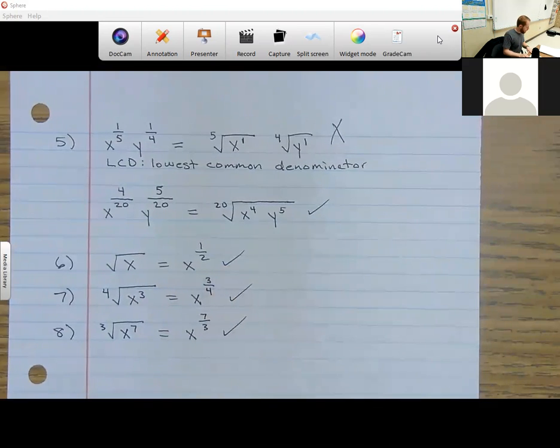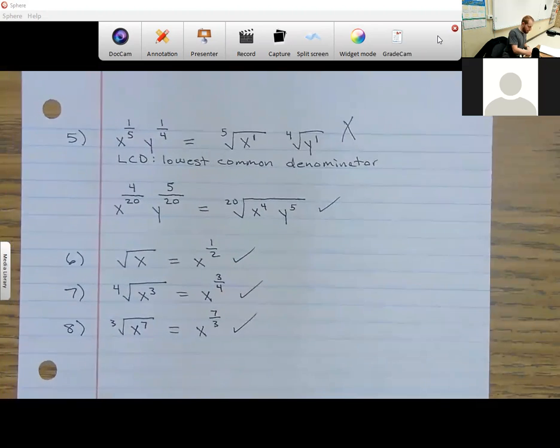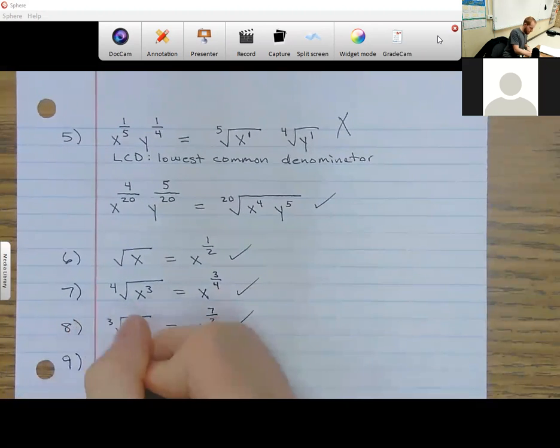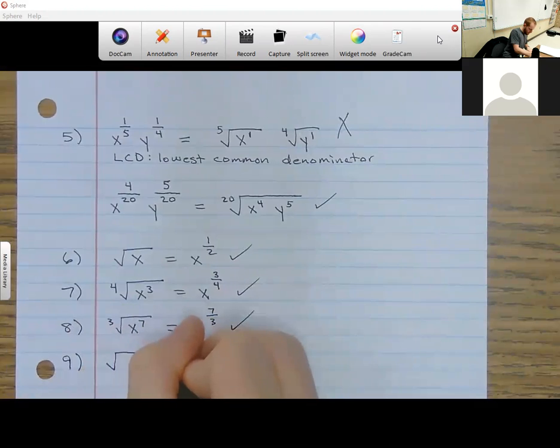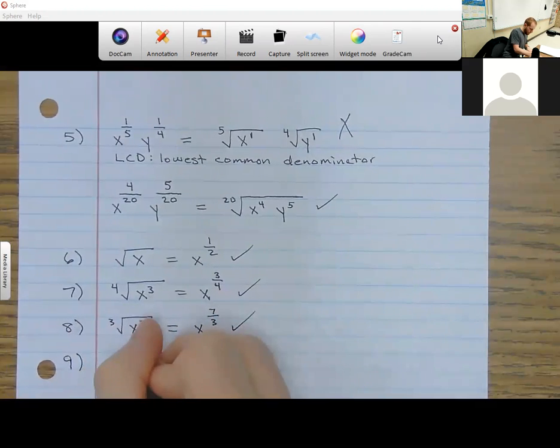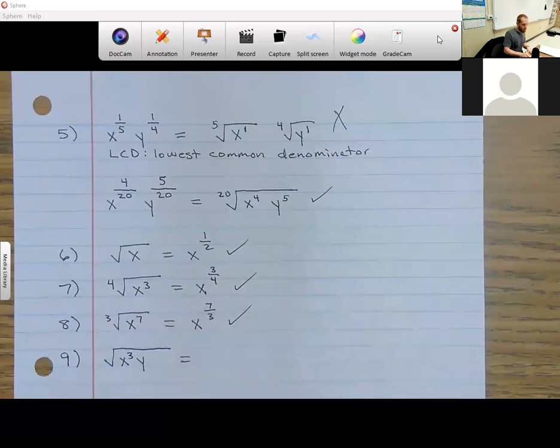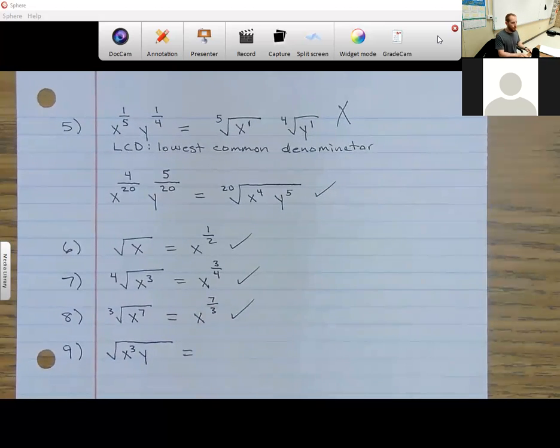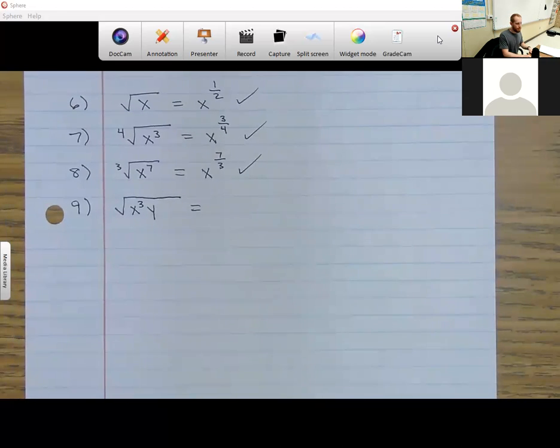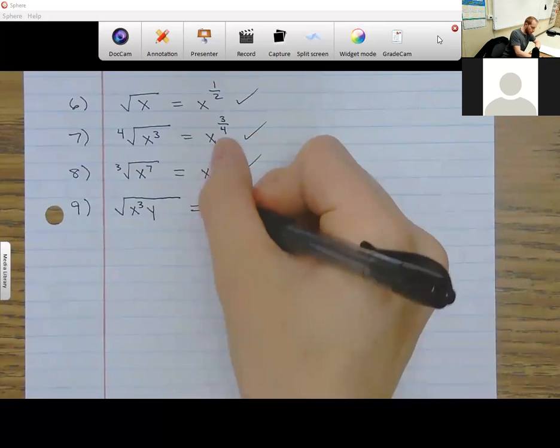Okay, let's do 9 and 10. Square root of x cubed y. All right, so how would I write this? Well, I don't have an index, so I know that the index is automatically going to be 2, right? This is a square root. So I'm going to have a 2 at the bottom of these fractions.